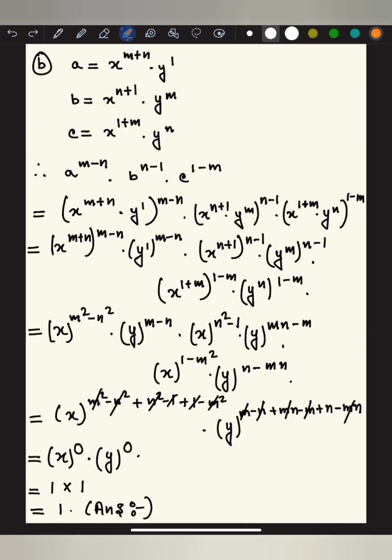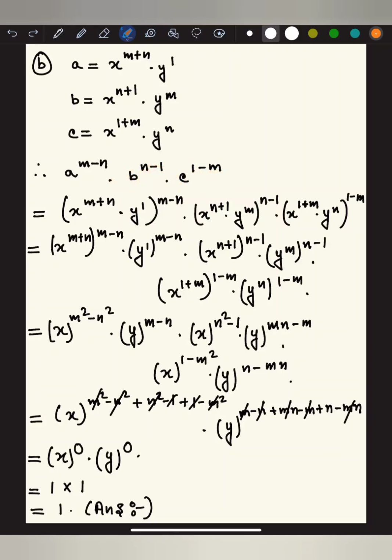Okay, now let's come to question number 5, subpart 2. What is given here is that the value of a is equal to x to the power m plus n into y to the power 1. Again, b is x to the power n plus 1 into y to the power m, and c is x to the power 1 plus m into y to the power n, right? And we are asked to find the value of a to the power m minus n into b to the power n minus 1 into c to the power 1 minus m.